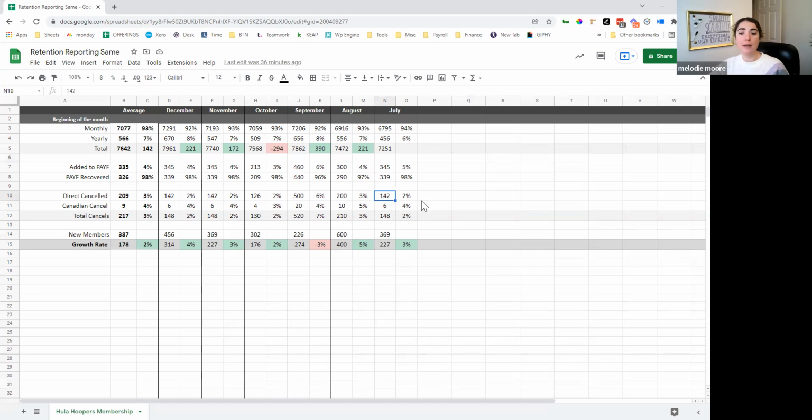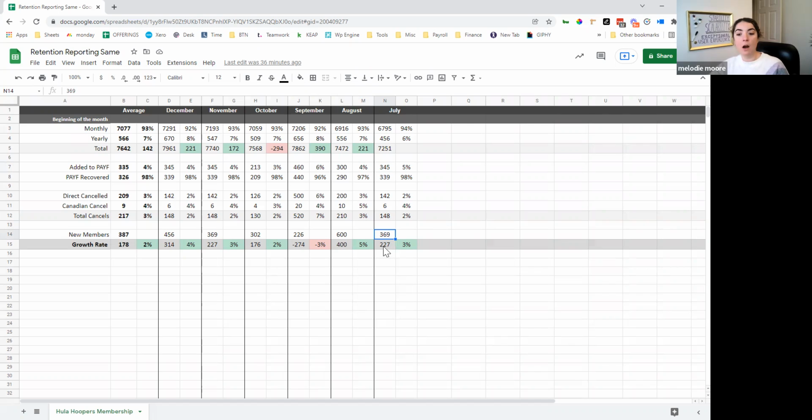Then we look at direct cancel. Those are people that have either emailed in specifically or have pushed a button on your site and said, hey, I don't want to be in your membership anymore. The next one is a Canadian cancel. This is something that we coined. It means that I got added into payment failure, but I just never updated my credit card because I'm just too polite to tell you that I don't want to be a part of your membership anymore. And then we have our total cancels. And last but not least, over the course of July, how many new members did we get?